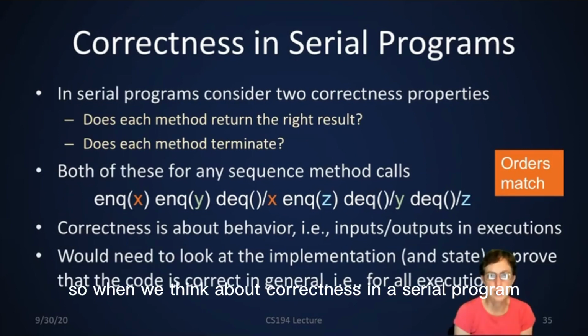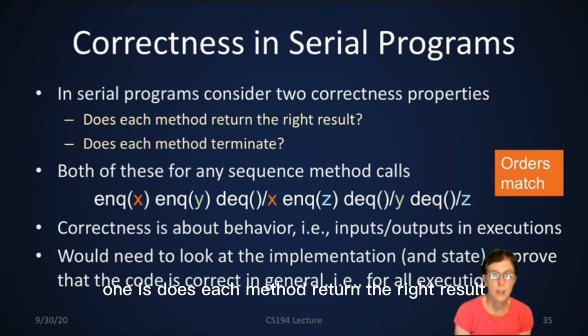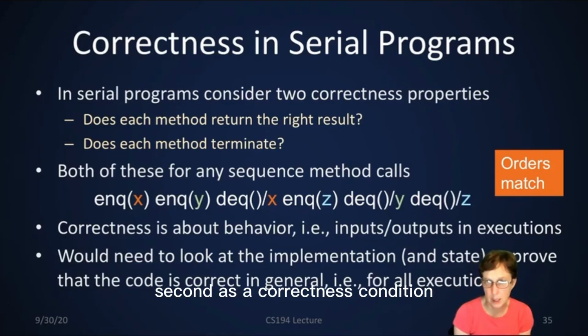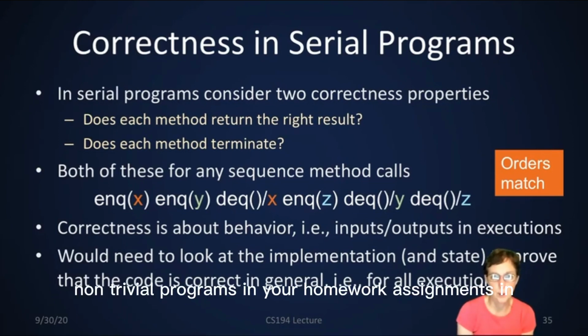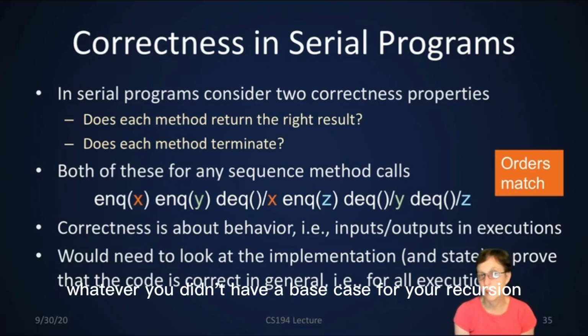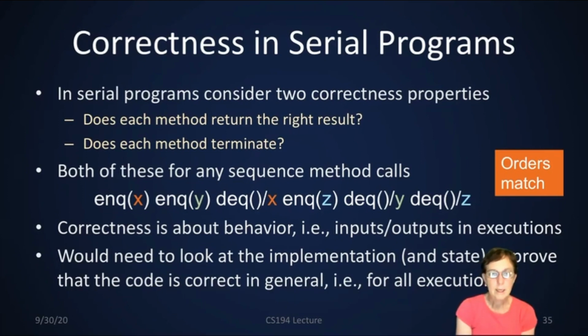So when we think about correctness in a serial program, we really are thinking about two correctness properties. One is, does each method return the right result? And the other one is, does each method terminate? You may not think as much about the second as a correctness condition, but certainly if you've debugged any non-trivial programs in your homework assignments, I'm sure you've once in a while run into a case where you didn't have a base case for your recursion, or you screwed up your loop bounds, and your function didn't terminate.